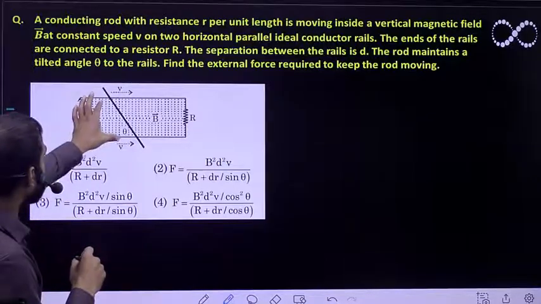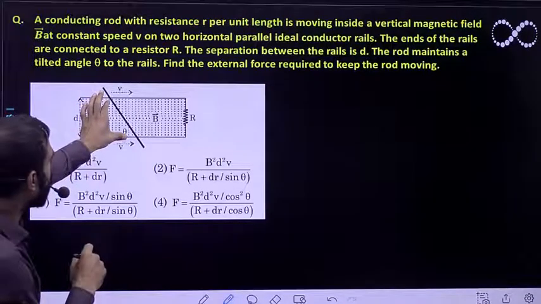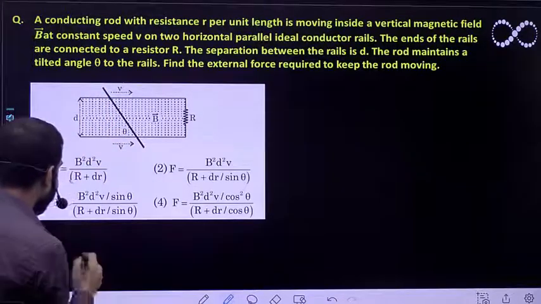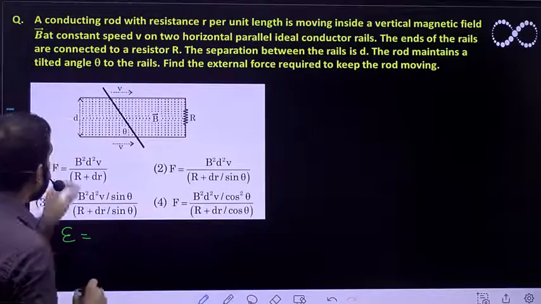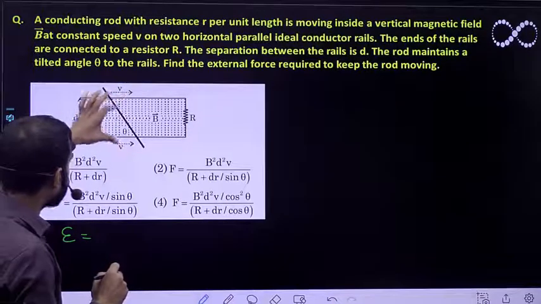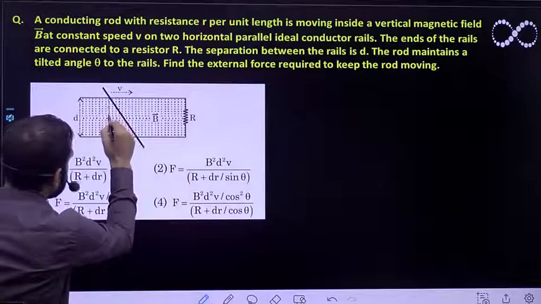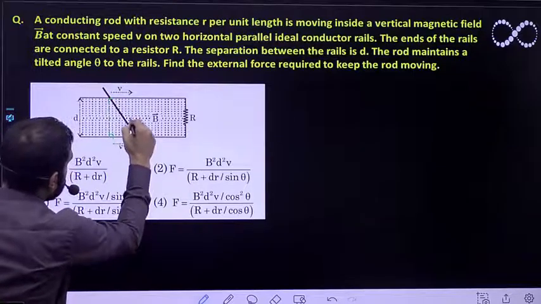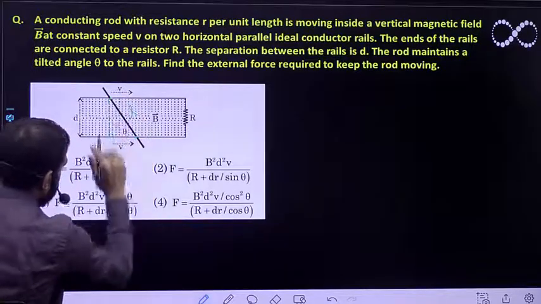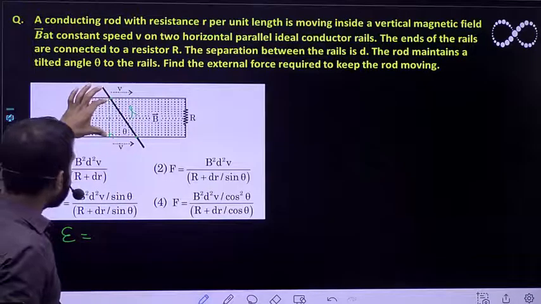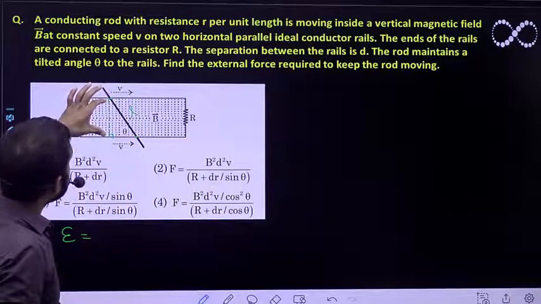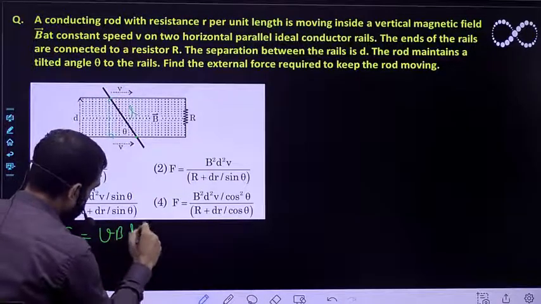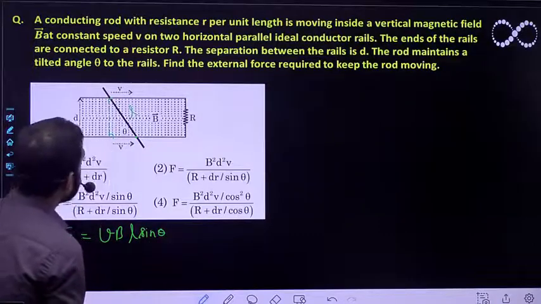As you all know, this rod is moving inside the magnetic field, so it will cut some magnetic flux. So we will get the motional EMF. The EMF across the rod will depend on the projection of the rod perpendicular to the velocity. If I take the length of the rod as L, this projection becomes L sine theta. Due to L sine theta only, you will get the EMF: V B L sine theta. So I got the EMF here.